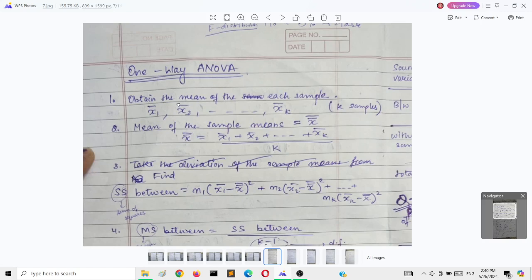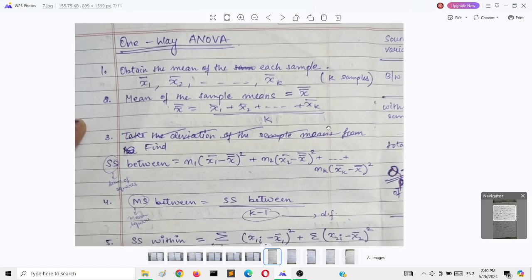Now we also need to calculate the mean of the sample means, the mean of all of these samples. The mean of the means is x bar. That means you calculate x1 bar, x2 bar, up to xk bar, add all of them and divide by k. That is the mean of the sample means. You will need to calculate this also.